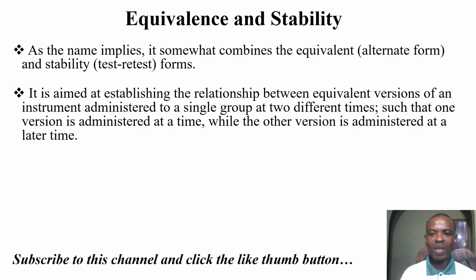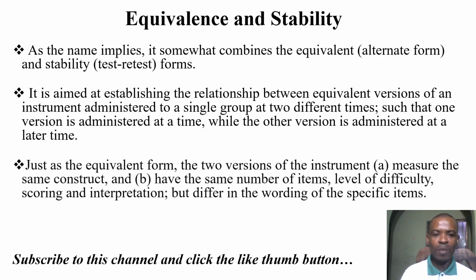But during this administration, one version of the instrument is administered at a time, while the other version is administered at a later time. So you can see that equivalence is that you use two versions. Stability is that the two versions are administered at two different times. Take note, when we discussed test-retest reliability, we established that a time of 2 to 6 weeks is suitable. The same applies in equivalence and stability form reliability.